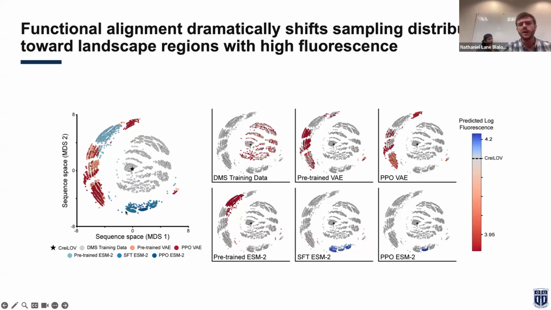of sequence space. And when you look at the same plot but overlaid and colored with predicted log fluorescence, you see that this space of SFT has dramatically improved predicted log fluorescence, and that's further refined with PPO. And so what this means is the sampling is much more efficient, and now you can take only a handful of sequences, and you're much more likely to have enhanced properties.